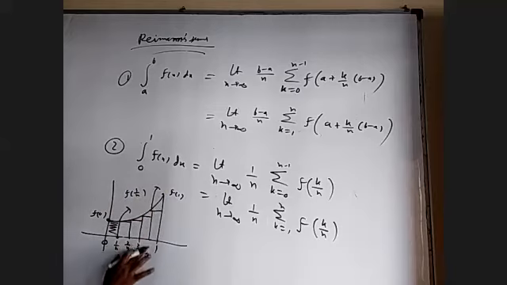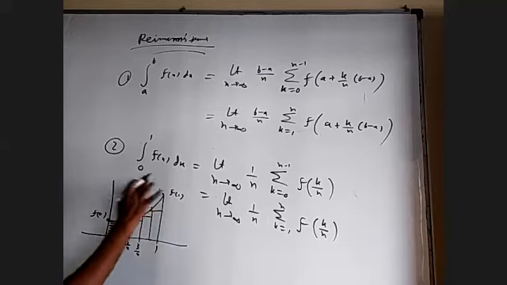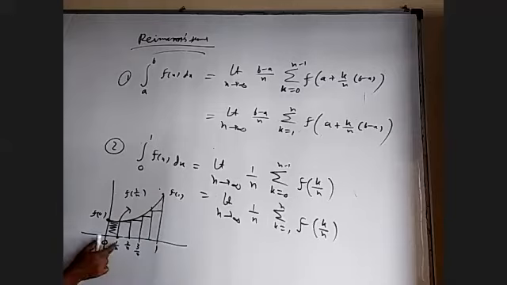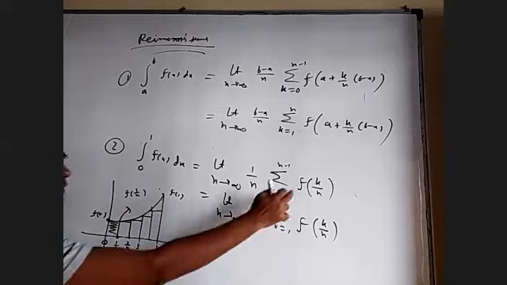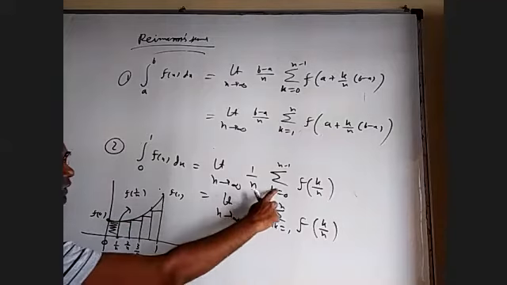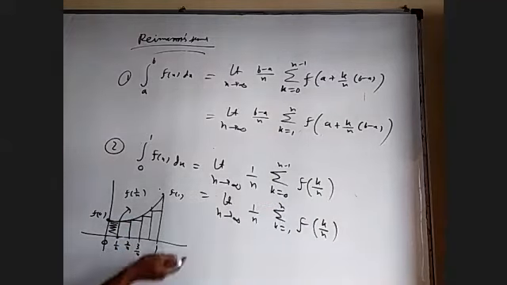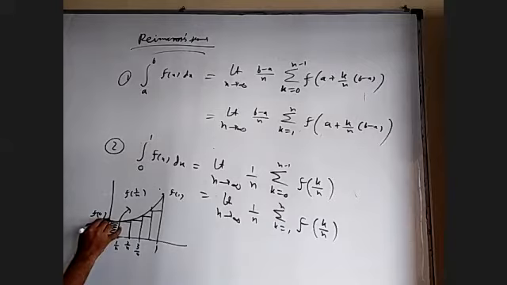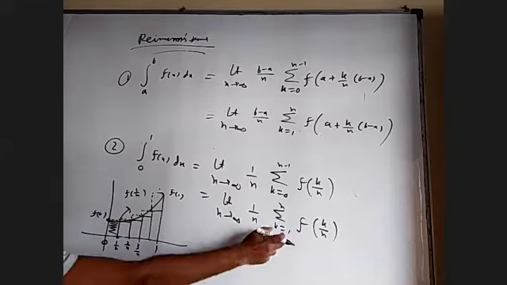Depending on how many you take. So width 1 by n, height f of 0. That is the first term here. Width 1 by n, height f of 1 by n. When you put k equal to 1, k equal to 2, k equal to 3, you will get these. If somebody takes higher rectangles like this, that is this one.